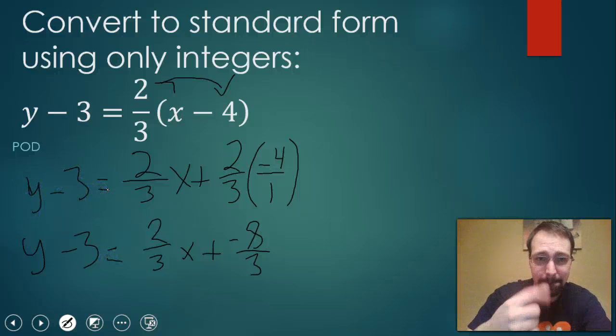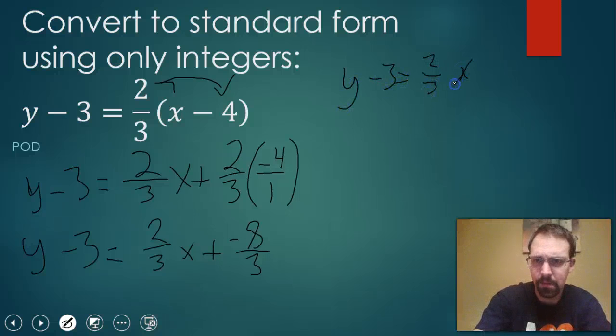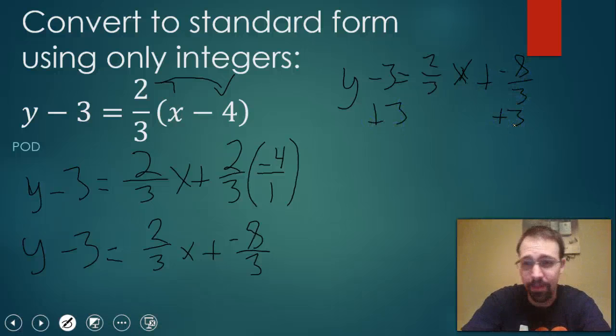Now I need to get that minus 3 over to the other side. Let's go ahead and do that. So I've got y minus 3 equals 2/3 x. Oh, I have some x's that look like that. 2/3 x plus -8/3. Let's add 3 on both sides. But Mr. Brummond, we don't know how to add 3 and 8/3. Yeah, you do. Convert 3 into a fraction that is over 3.